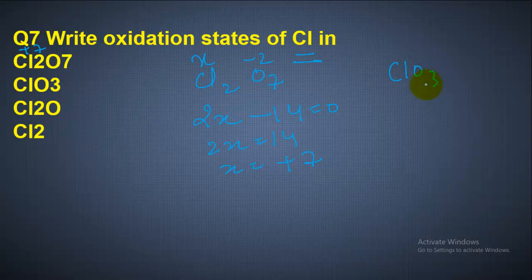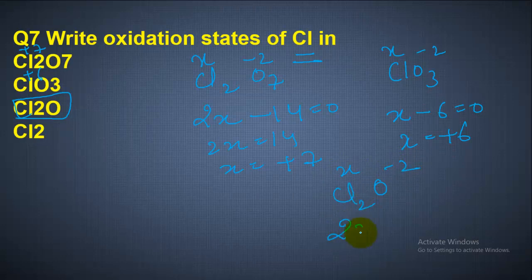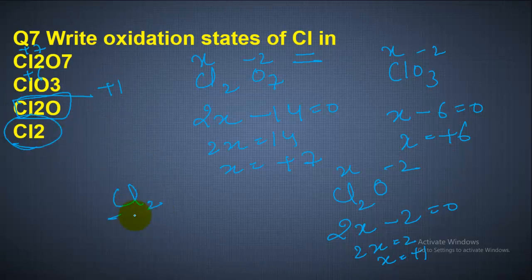Let's find out for ClO3. This is X, this is -2. So X minus 6 is equal to 0, or X is equal to +6. So it is +6. Let's find for this. This is Cl2O, X and -2. 2 into X, 2X, minus 2 is equal to 0, or 2X is equal to 2, or X is equal to +1. So in this case, it is +1. Let's find for Cl2. Cl2 is the existence of chlorine in its diatomic state, that is elemental state. Its oxidation state is 0. So this is how you're going to find the oxidation state of any element which is asked in the question.